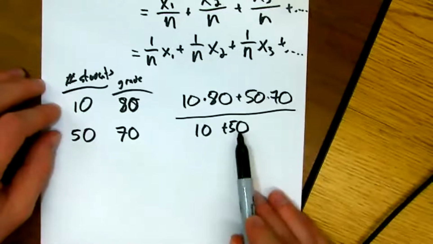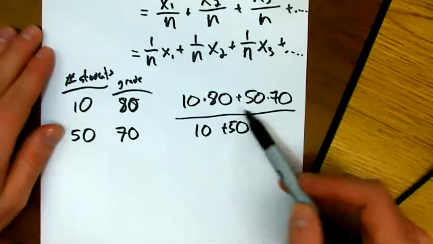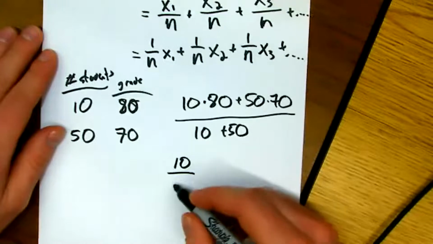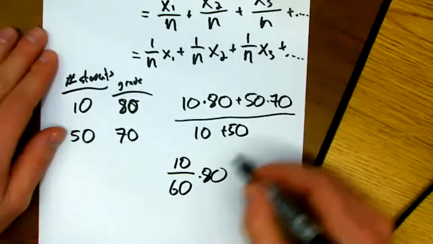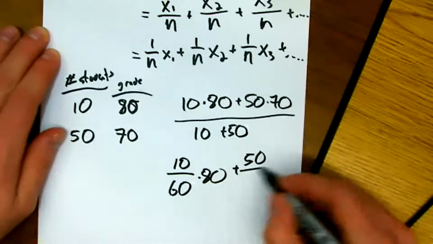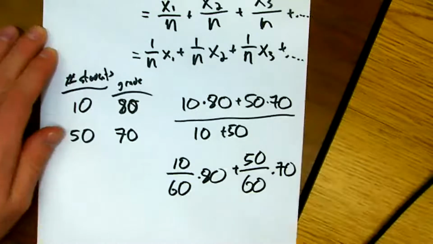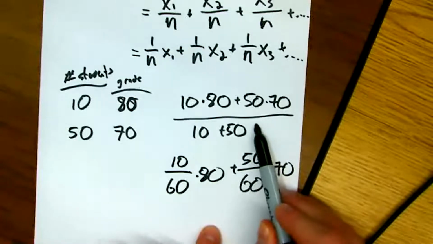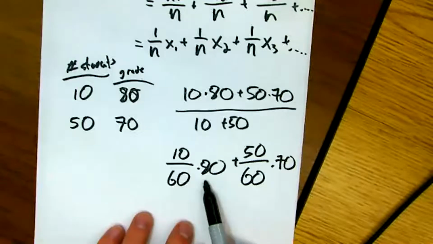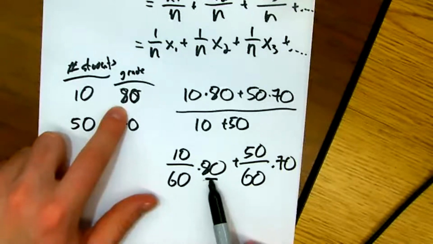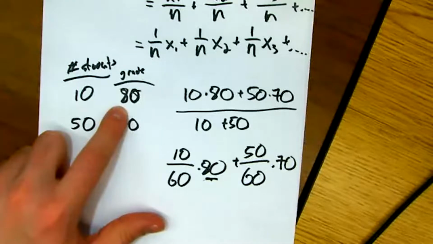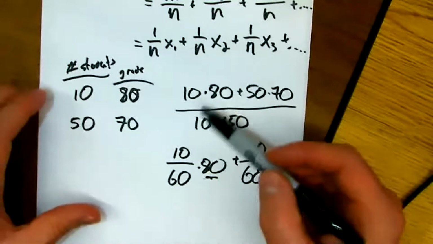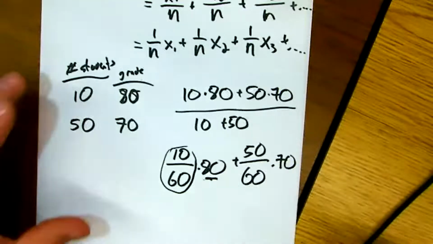Notice here's my equation to calculate the weighted mean. If I just rearrange this a little bit, this is actually 10 over 60 times 80, and this is 50 out of 60 times 70. That's just me rearranging this. So what we're doing with the weighted mean equation is taking that value and asking what proportion of the total that value represents. Well, it's just 10 out of 60. So these are the weights that we're really using.